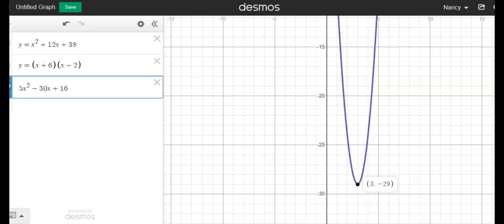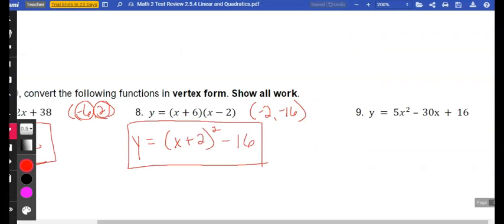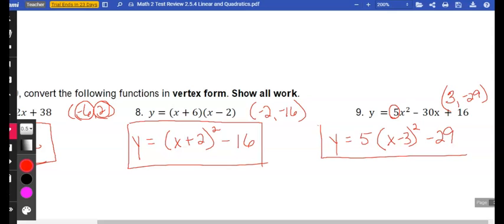My vertex is at 3, -29. Don't forget if there's an a value. So 3, -29 is the vertex, but if you have this a value right here, you have to leave that in there. So y equals 5 times x minus 3, quantity squared, minus 29. So that is the easiest way to do vertex form without having to complete the square.